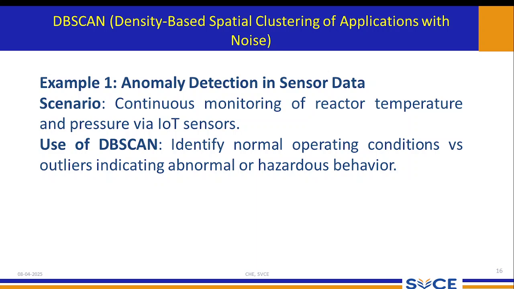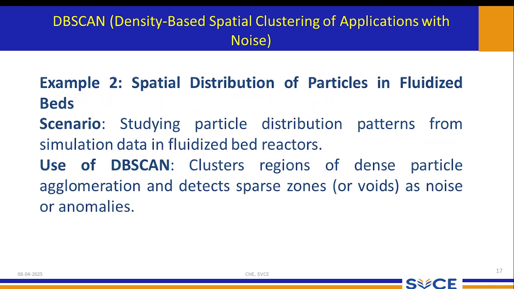So please try to understand, this is an example of anomaly detection with DBSCAN. And similarly, the spatial distribution of particles in fluidized beds: the scenario is studying the particle distribution patterns from simulation data in fluidized bed reactors. Use DBSCAN to cluster regions of dense particle agglomeration and detect sparse zones or voids as noise or anomalies.